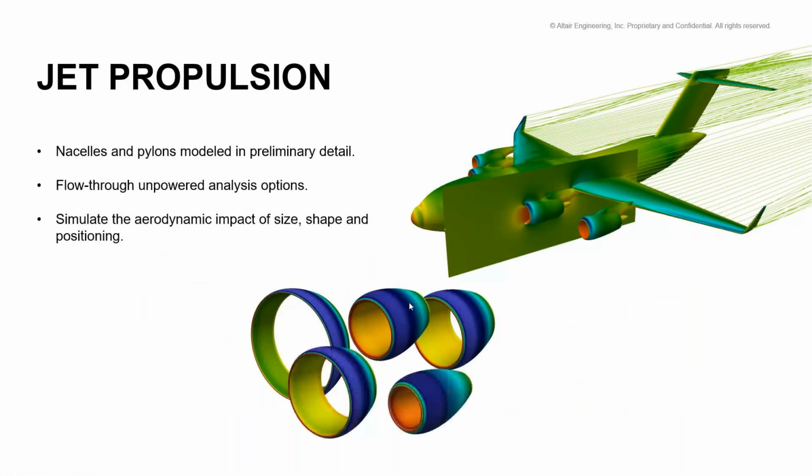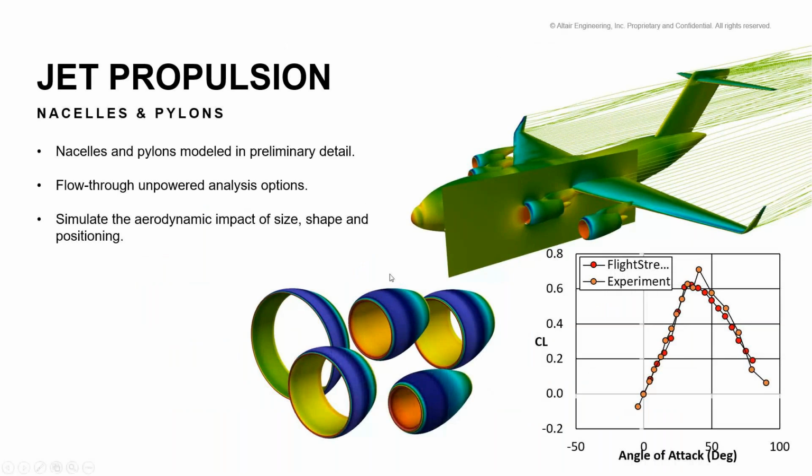Okay, so now we are talking about jet propulsion, where nacelles and pylons are modeled in preliminary detail. The kind of simulations we do in a wind tunnel can be very easily set up with our tool, FlightStream. You can see the correlation here: the lift coefficient and angle of attack, ranging between 0 to 100. We can simulate in early stage designs the aerodynamic impact of the size, shape, and positioning. You can quickly do those kinds of simulations for jet propulsion.